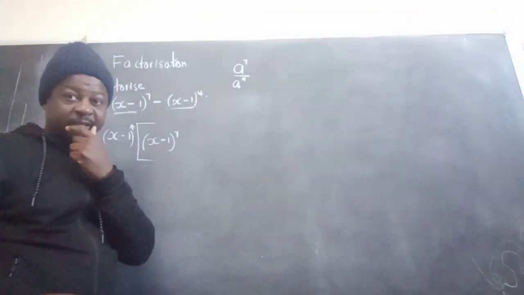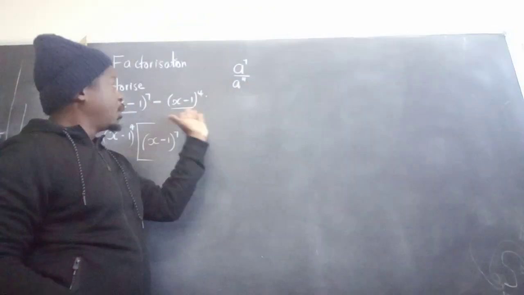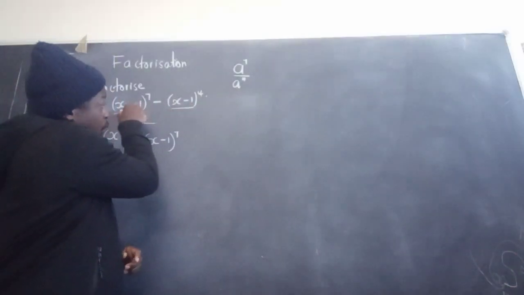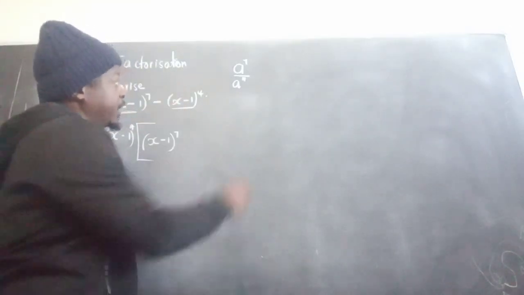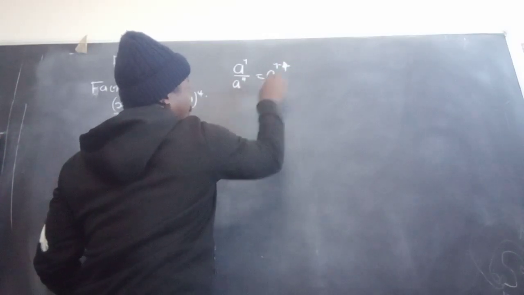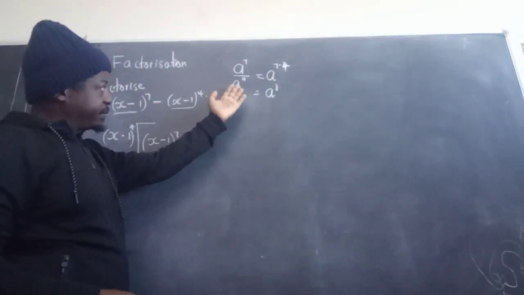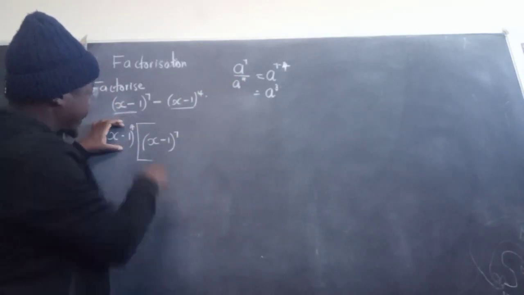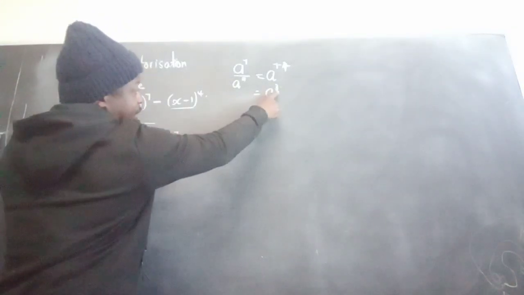For instance, if I have a to the power of 7, which is this bracket here, dividing by a to the power of 4, which is the factor, because a to the power of 4 is found here and also found here. What does this law of exponents say? It says a to the power of 7 minus 4, which is a to the power of 3. Therefore, it's like I'm dividing this by that. So when I factor out x minus 1 to the power of 4, I'm going to remain with a to the power of 3.